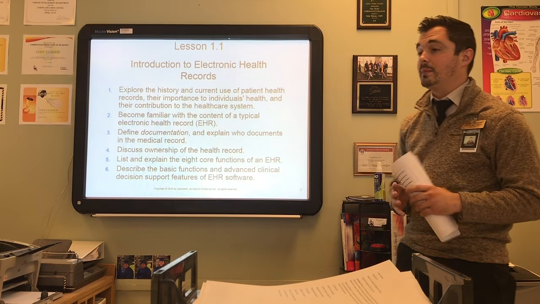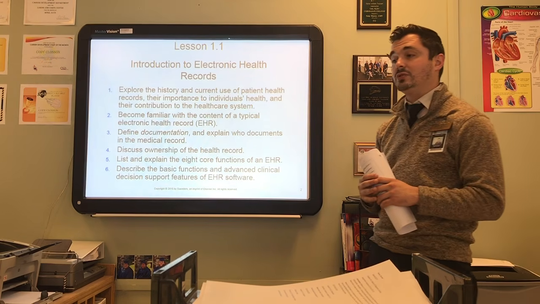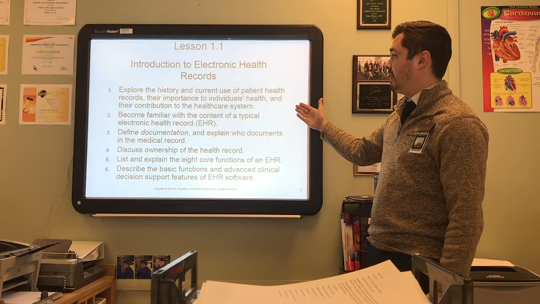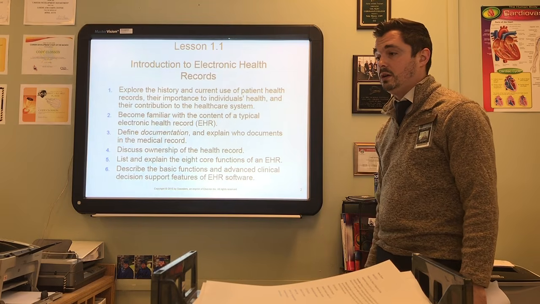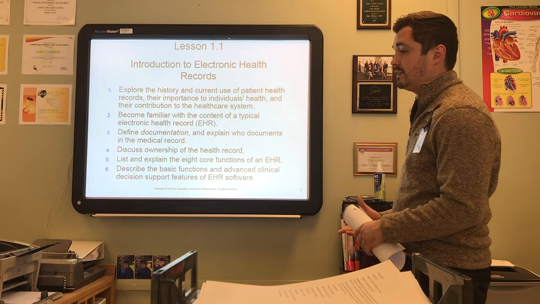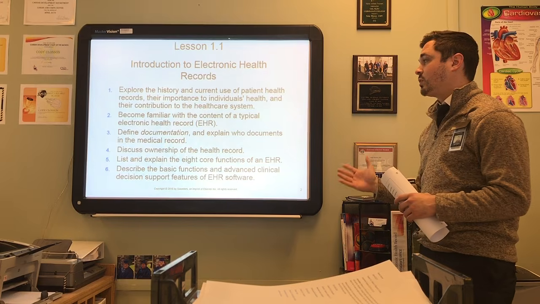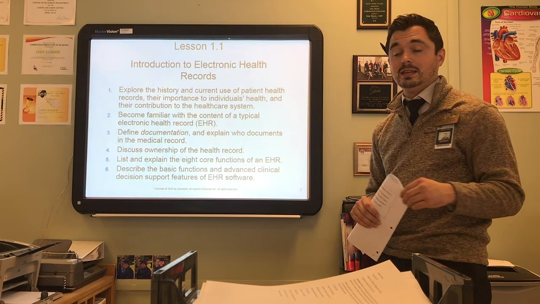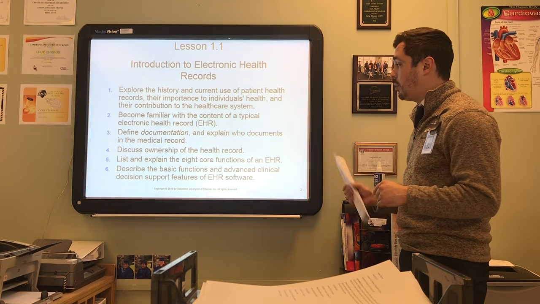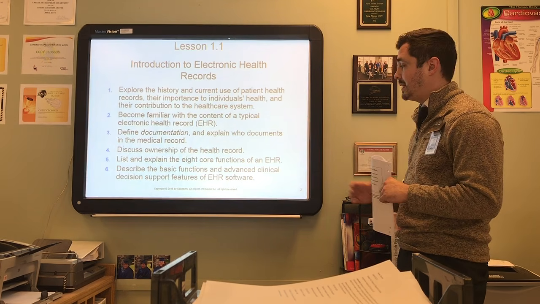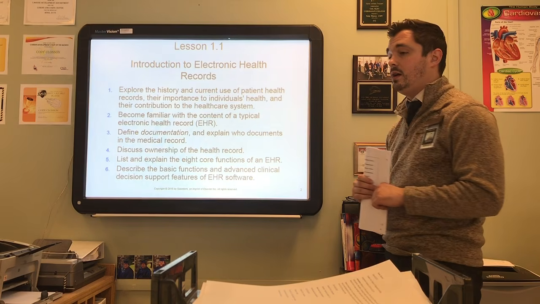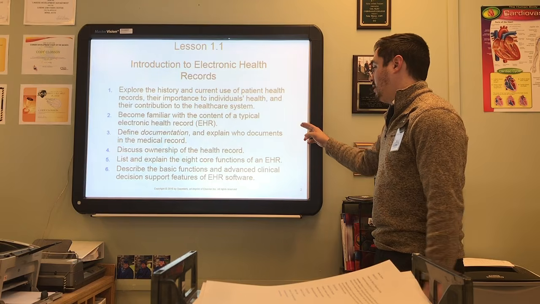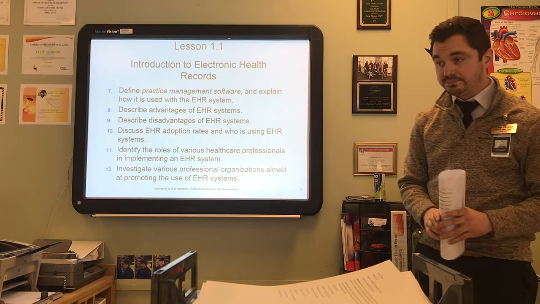Some of the things that we're going to talk about today: we're going to explore the history and current use of patient health records and their importance to individuals' health and their contribution to the healthcare network. Become familiar with the content of a typical EHR system. We'll define documentation and explain who documents in the medical record. We'll discuss the ownership of a health record. We'll list and explain 8 core functions of the EHR, and we'll describe the basic functions and advanced clinical decision support software features of the EHR system.